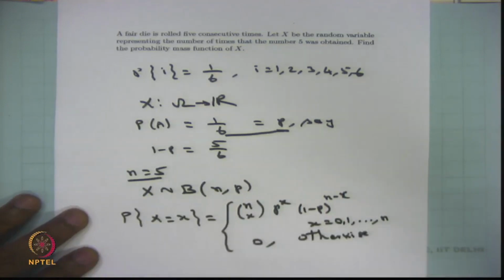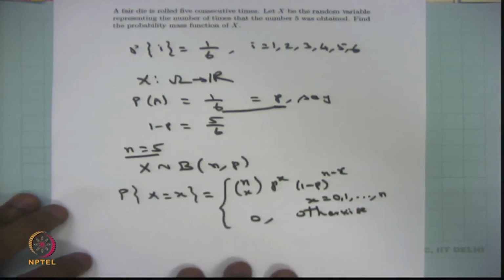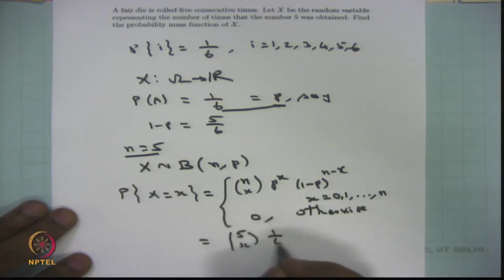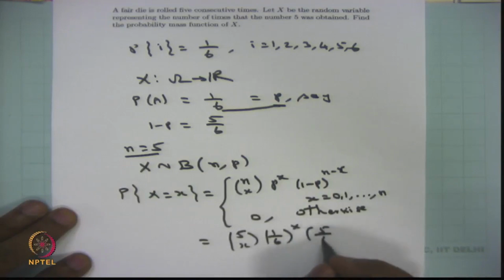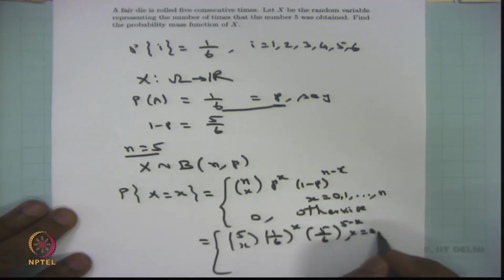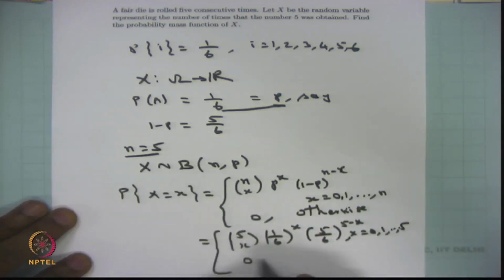This is the probability mass function of the binomial distribution. In this problem, it is 5Cx (1/6)^x (5/6)^(5-x), when x takes the values 0, 1 and so on till 5, and 0 otherwise. In this problem, I have stopped at finding the probability mass function.